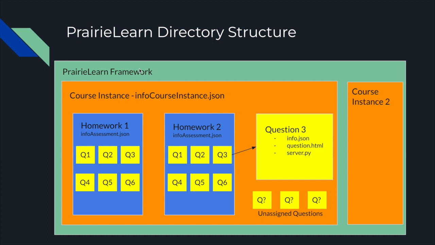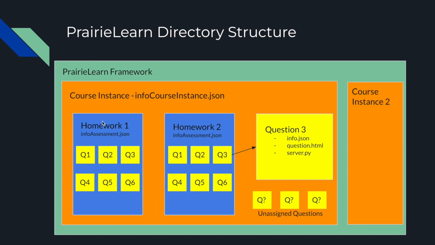So right here, we have the PrairieLearn framework on the outside, and that's going to be the course, I guess, whatever course you're working in. Inside of that course, you're going to have multiple course instances, but I'm just going to show you the framework of one, but you can see here there's multiple. Inside of that course instance, you're going to have an info course instance.json, which is going to have the properties of that course instance of when it starts, when it ends, and different properties of it. Also inside of the course instance, you're going to have multiple different homeworks and questions. We'll get into that in a second.